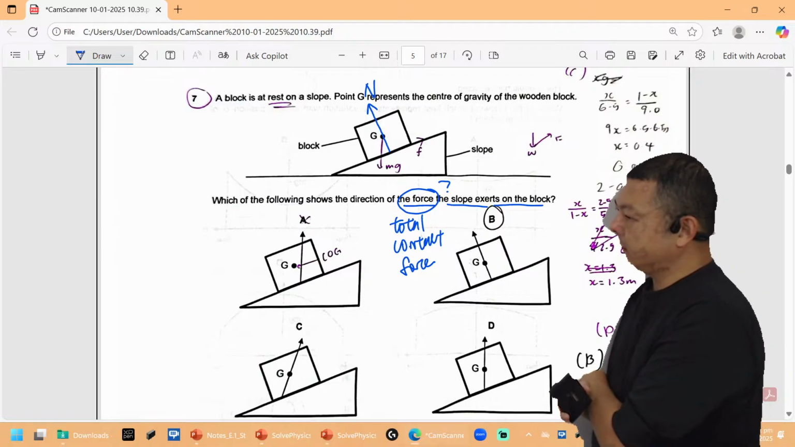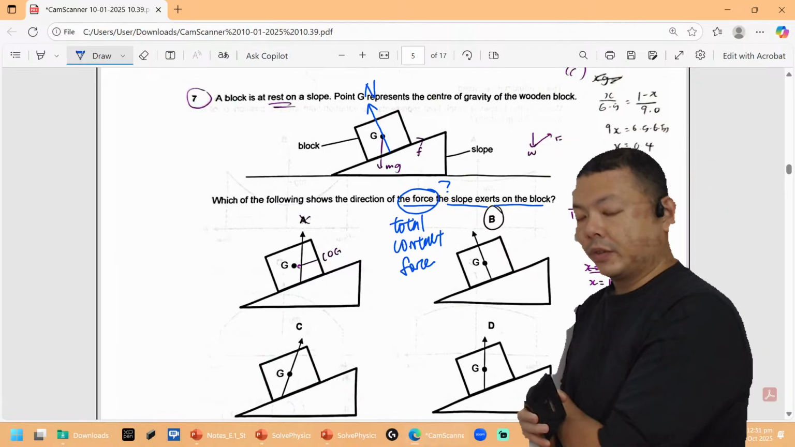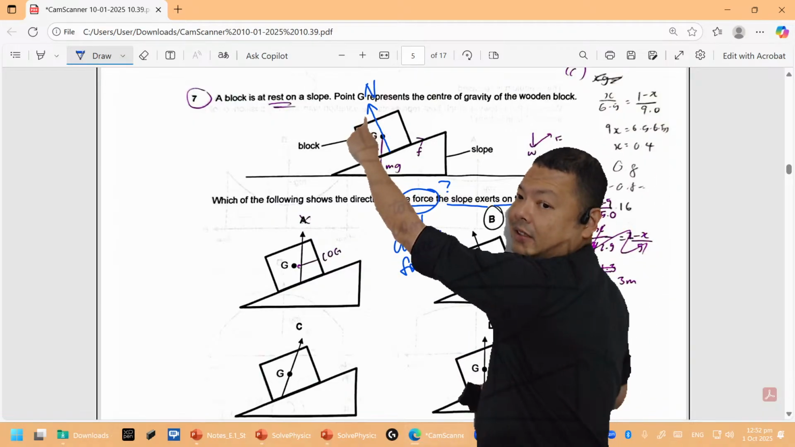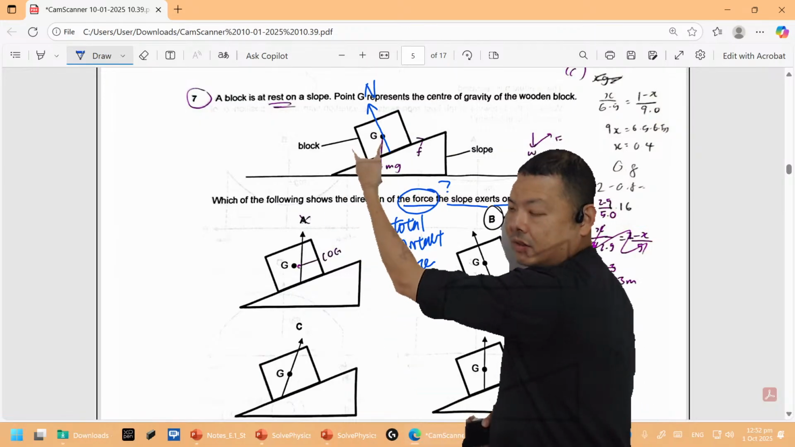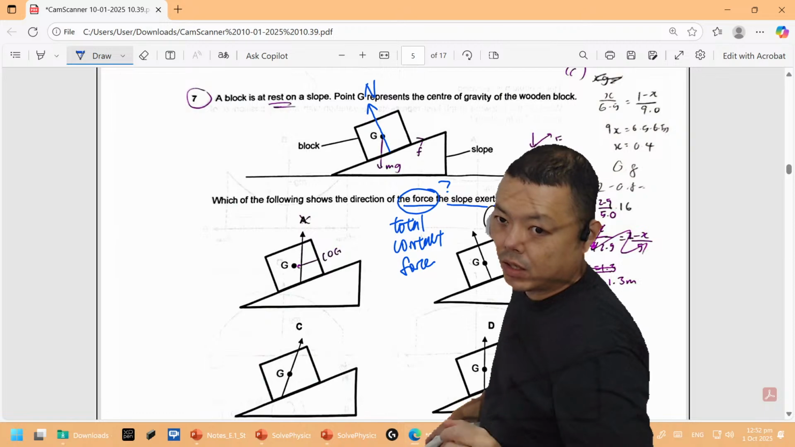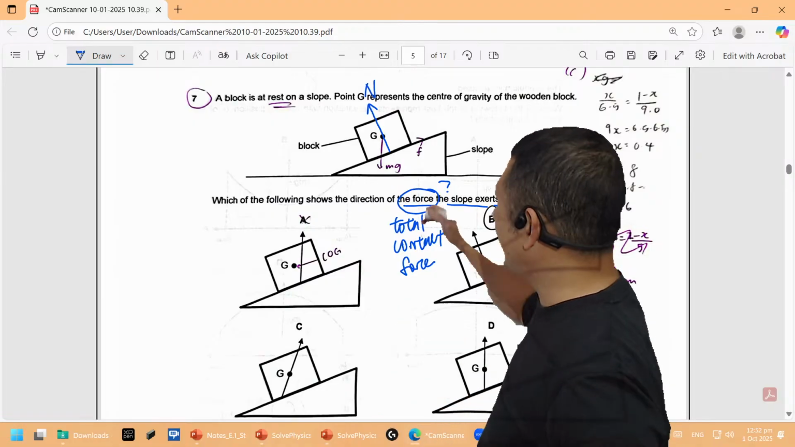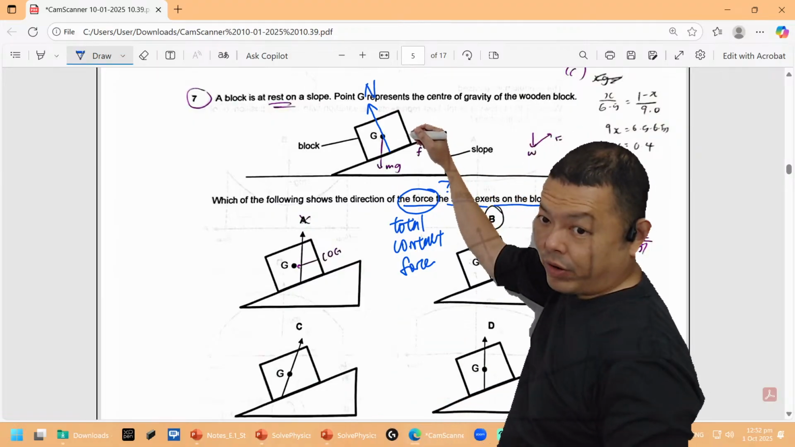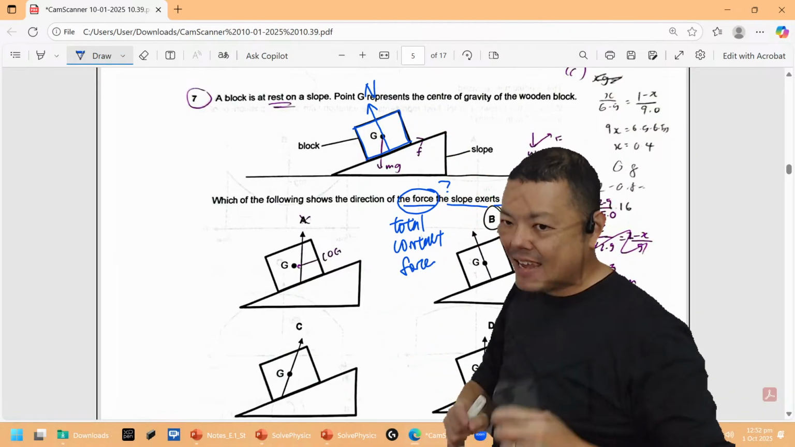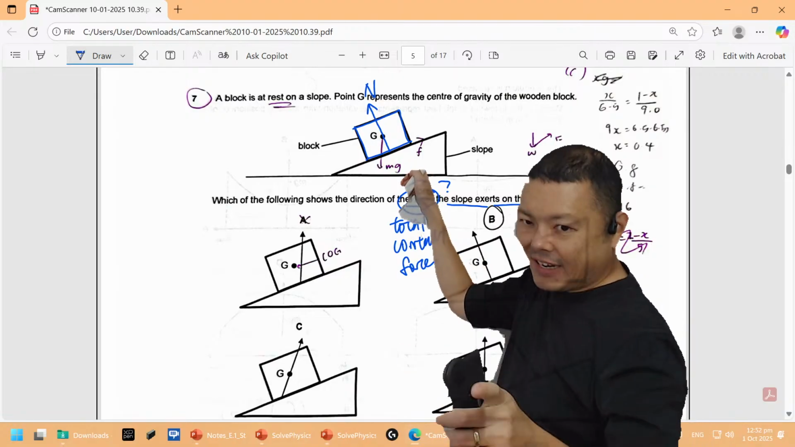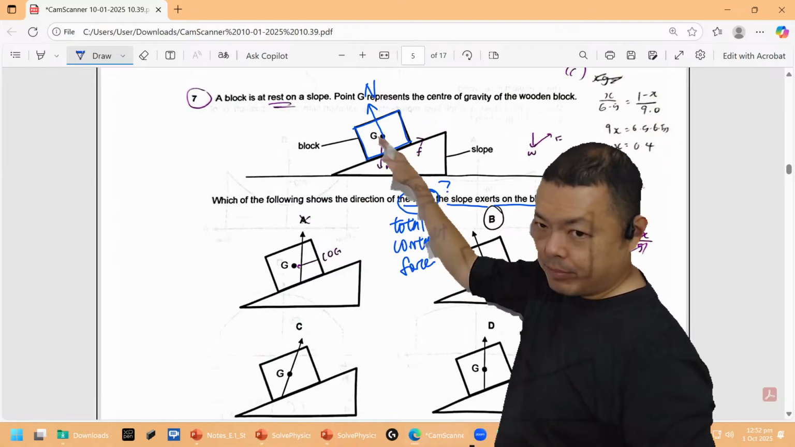So normal contact force, right, is by what on what? By the slope on the box. Frictional force is by what on what? No, by the slope on the block. You see, when you're drawing forces, you have to always remember what are the forces acting on him, not by him. So this frictional force, you reckon that it's helping this block to balance and not slide down the slope. This force is by the slope on the box.